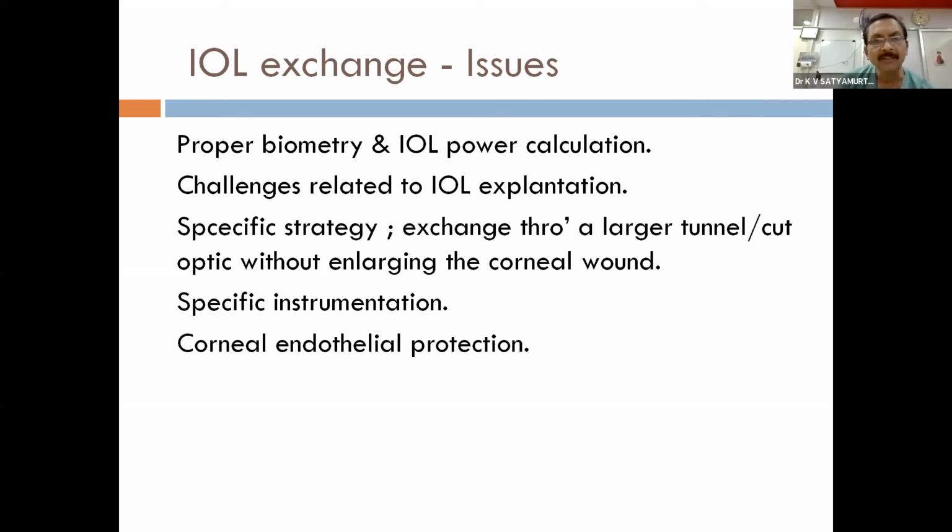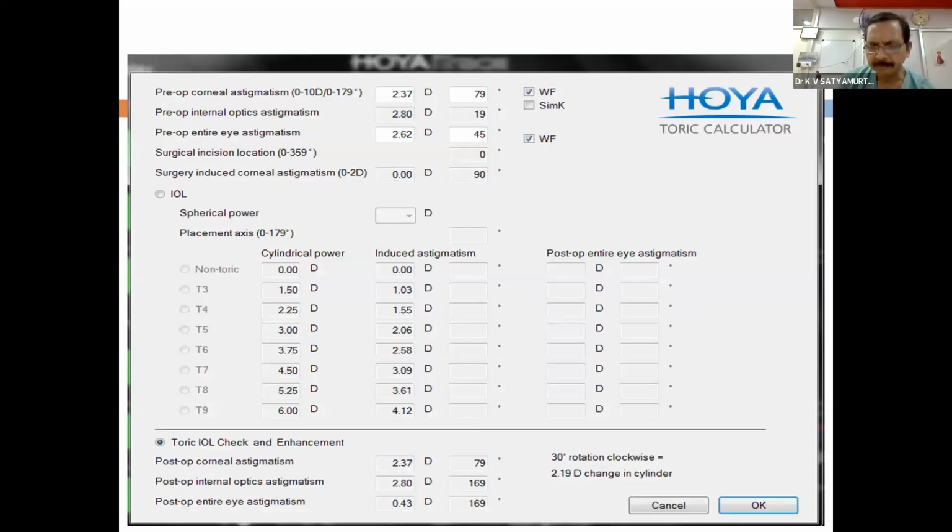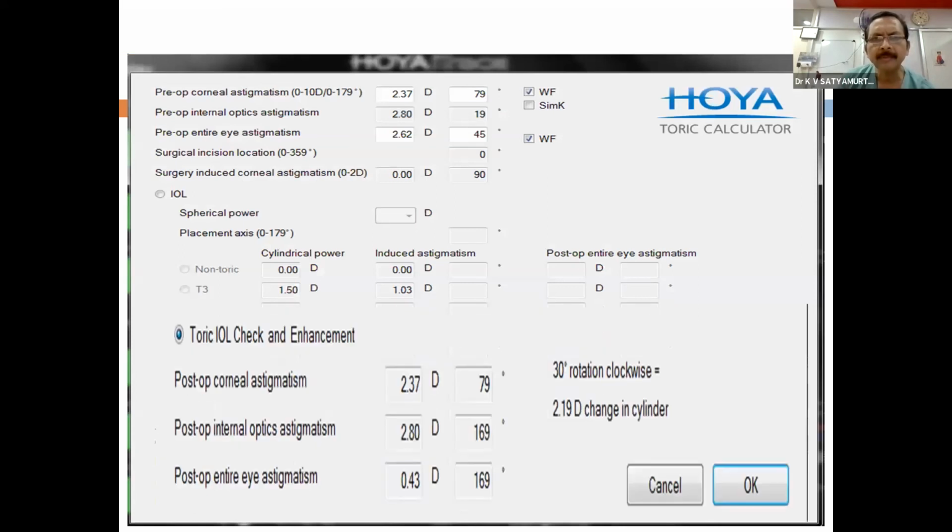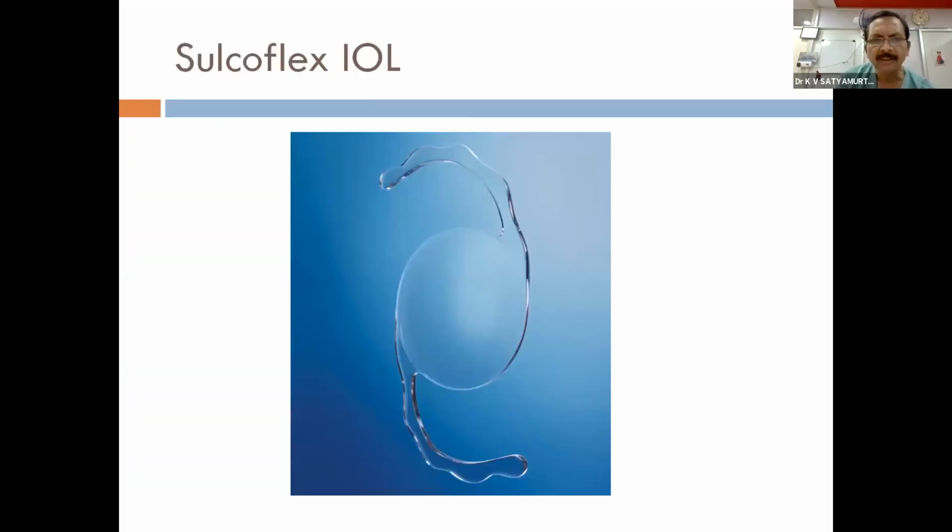And then, one needs to have a proper strategy for exchanging the lens and should use proper instrumentation. And of course, endothelial protection is of paramount importance. Usually, in case we don't take adequate precautions, we may end up with corneal edema. So now, this is one aspect.